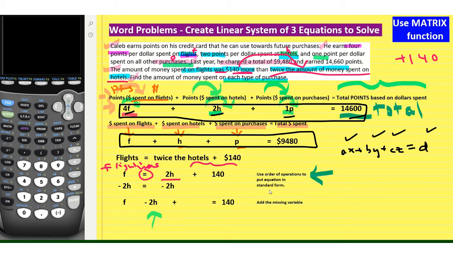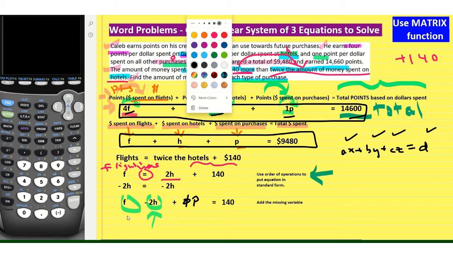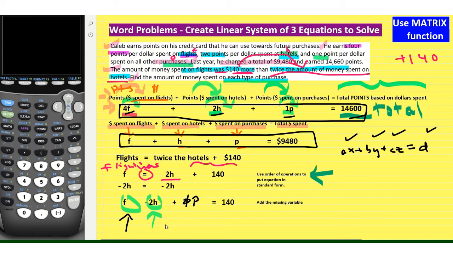Well, I'm missing a variable, right? So I've got the f and I've got the h, but where is my p? Where are my other purchases? Well, in that particular sentence, it does not mention purchases, so I can literally just enter 0 purchases into this equation, 0 p's. But now that gives me an equation that I can work with. I now have the f is listed, the h is listed, and the p is listed, and then my constant is on the other side.